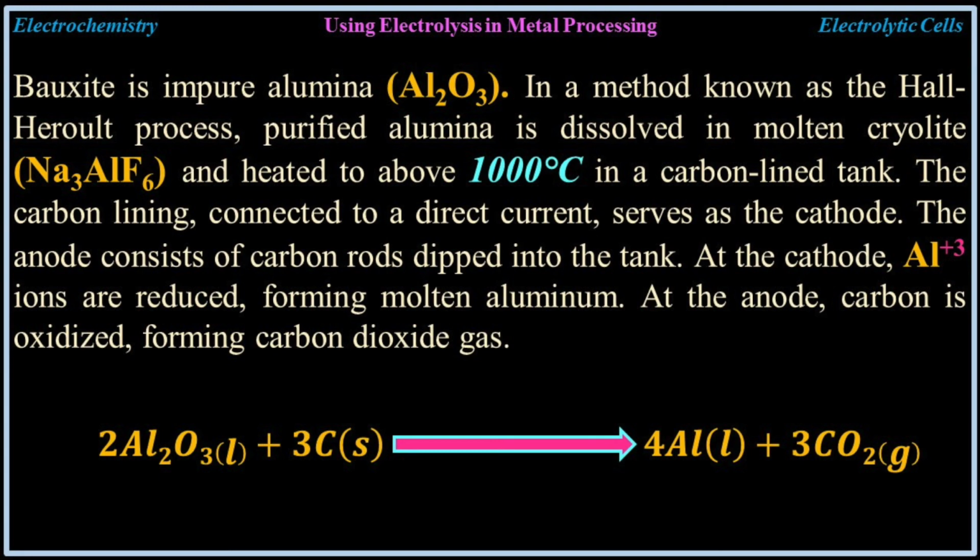The carbon lining, connected to a direct current, serves as the cathode. The anode consists of carbon rods dipped into the tank. At the cathode, aluminum-3 ions are reduced, forming molten aluminum. At the anode, carbon is oxidized, forming carbon dioxide gas. So 2 moles of aluminum oxide plus 3 moles of carbon yields 4 moles of aluminum plus 3 moles of carbon dioxide gas. Study that process very carefully.